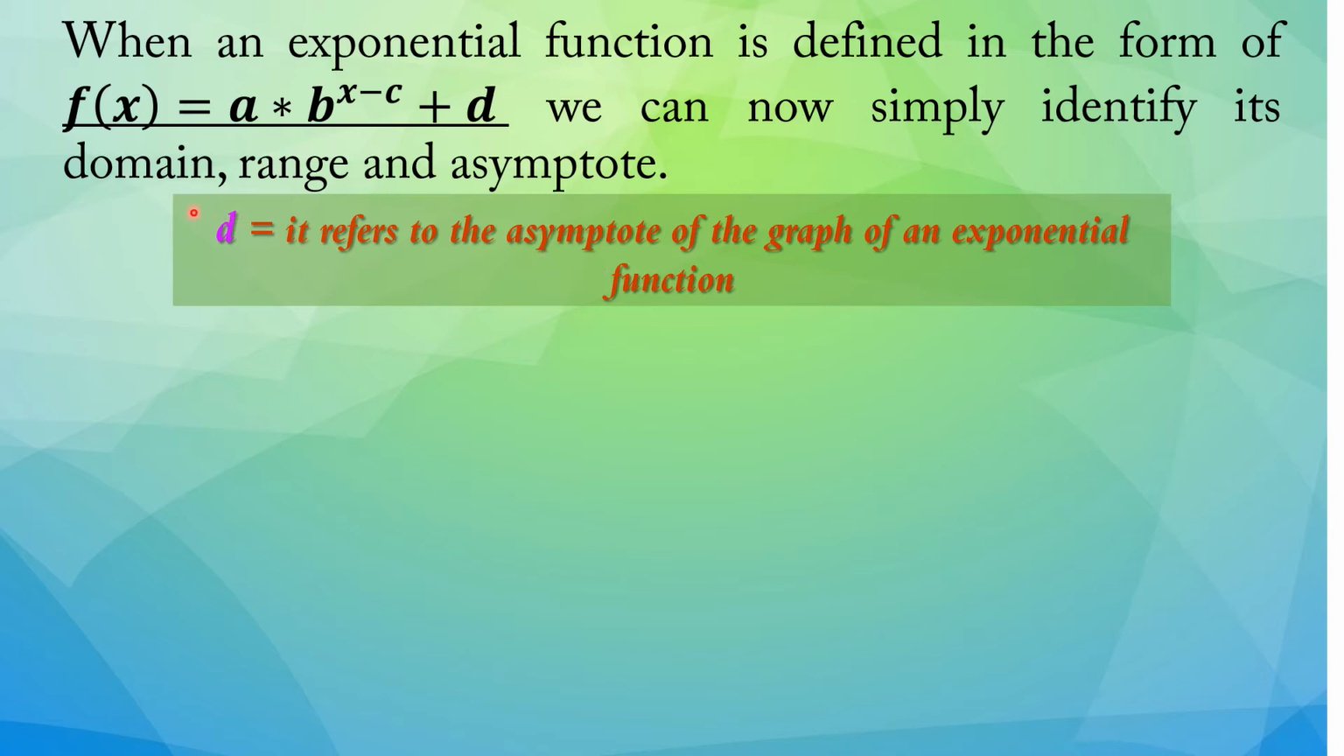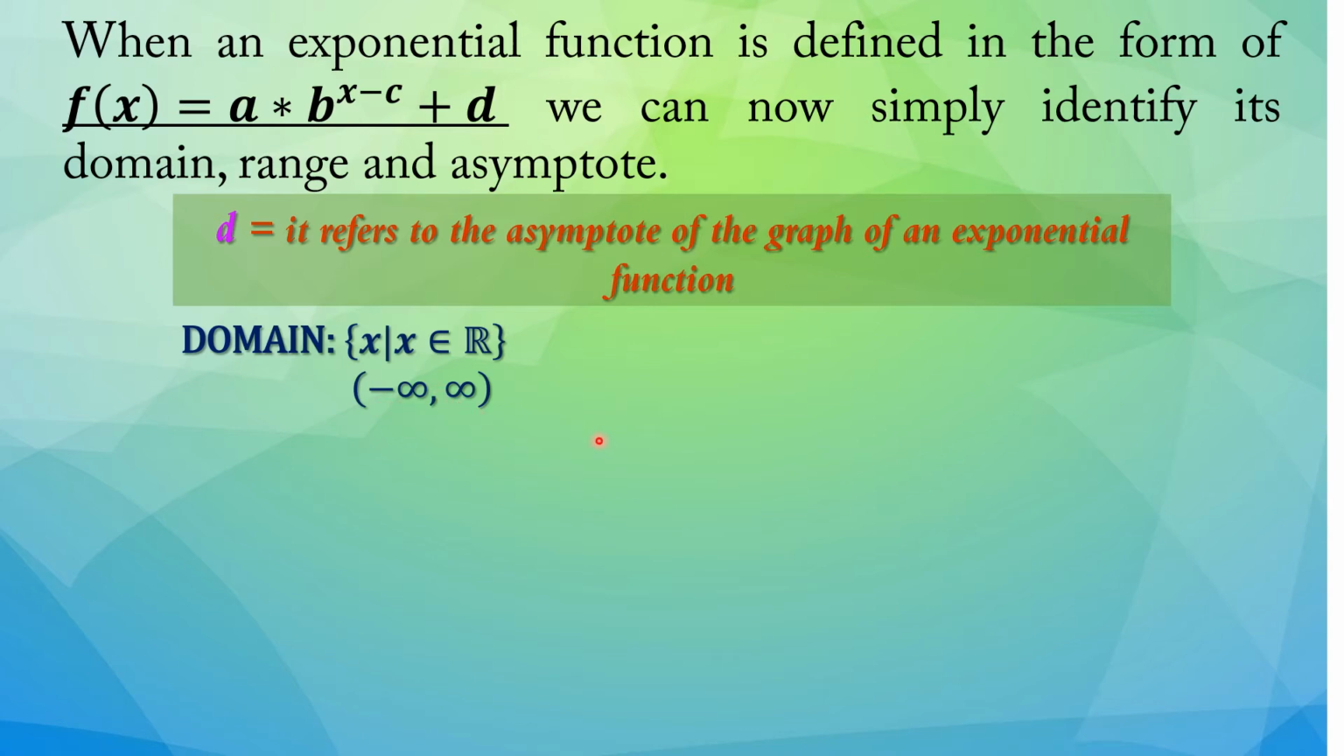Now, for the domain, we all know in the properties of exponential function, the domain is the set of all real numbers. So we have here the domain is the set of x values such that x is an element of all real numbers. This is the set notation. In interval notation, it's written as this. So the domain is from negative infinity to positive infinity.